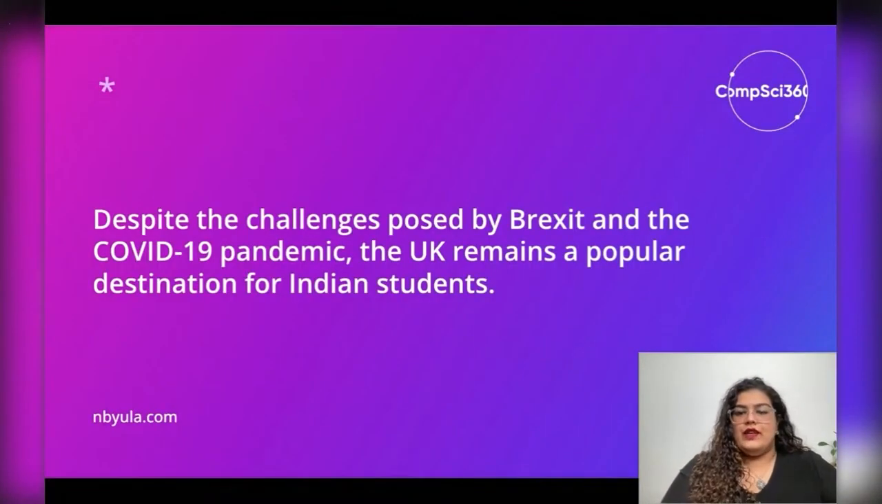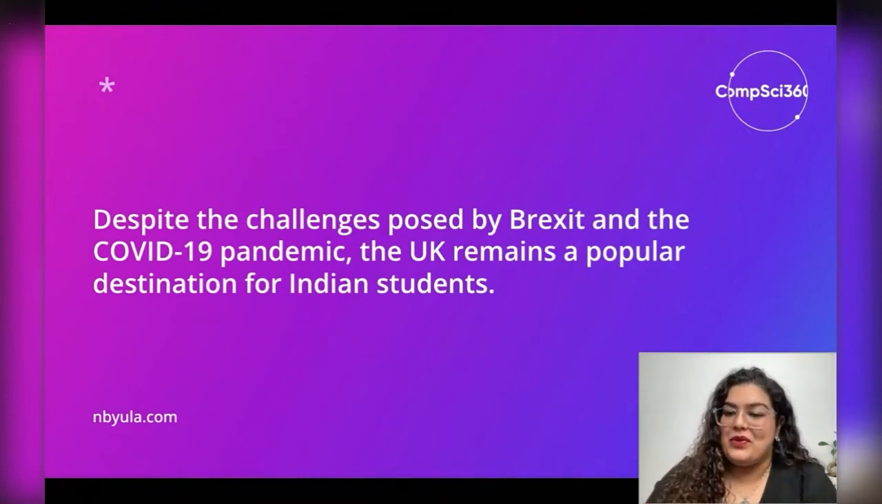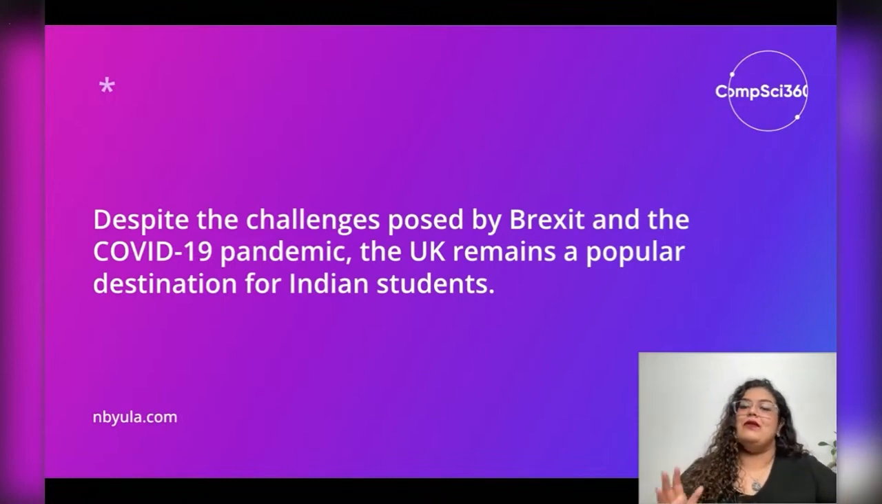That being said, let us look at the future of international student recruitment in the UK. We all know that COVID hit us when we were at our best, when there were so many progresses and advancements. That is when COVID hit, and all of us, the entire world, had to take a break. Now, despite the challenges posed by Brexit and COVID-19, the UK still remains a popular destination for Indian students.